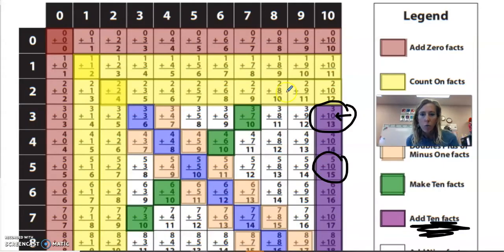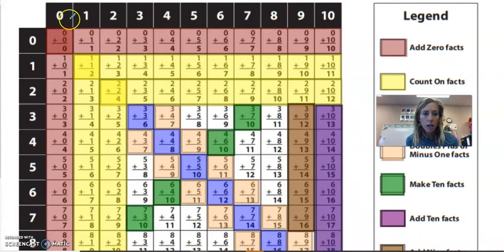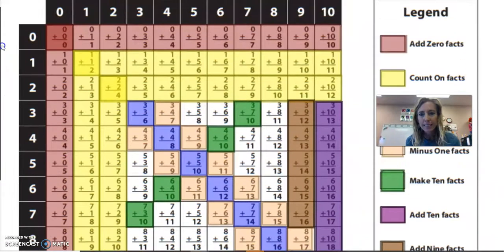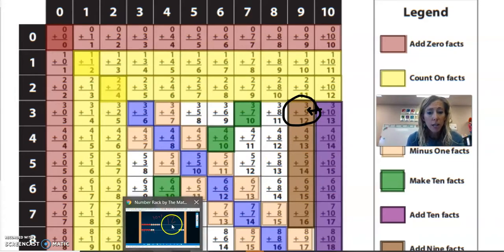I think I have one more set to show you, and that is the Add 9s. Look at these ones. There's a 9 as an addend. 9 and 3. Oh my gosh, what do you do here? Well, if I show that on my fingers, 9 is so close to 10. It is like right there. So let's check it out on the number rack.